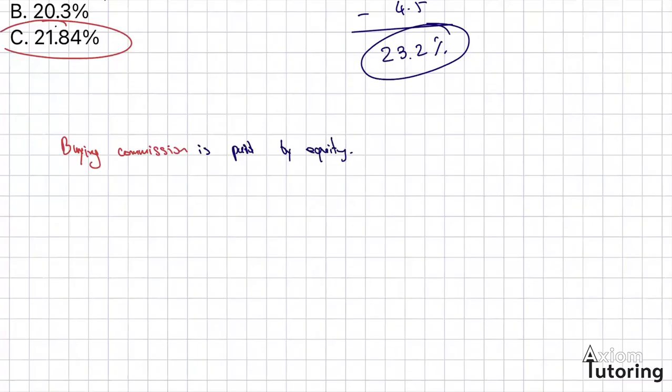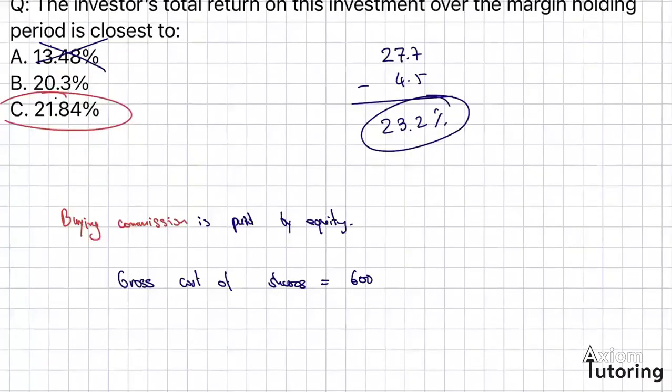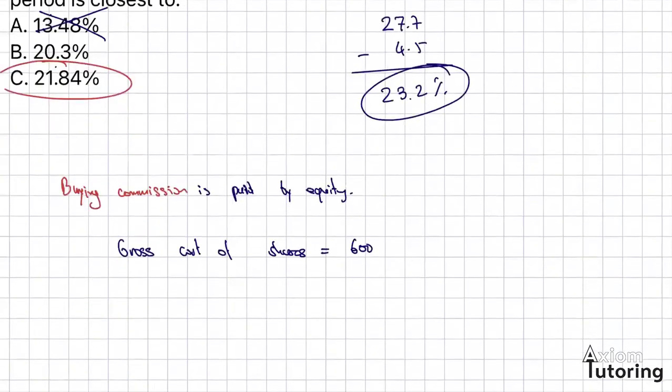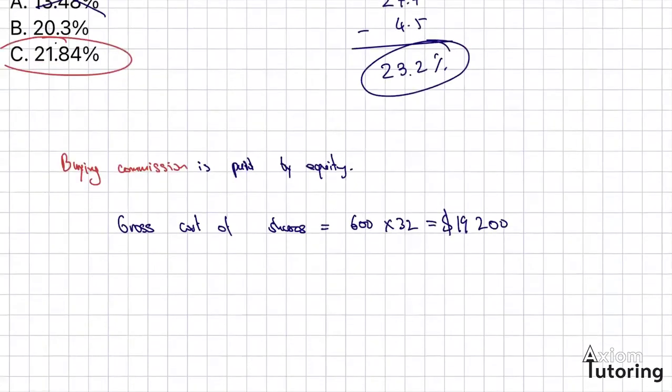And the leverage only applies to the gross purchase. So when you think about gross cost of shares, you're excluding commission, which you have to pay. We had 600 shares. We bought them at 32. So 600 times 32, we have $19,200. This was our total fund, which was leveraged. We already know the leverage ratio, so we can easily find our equity.